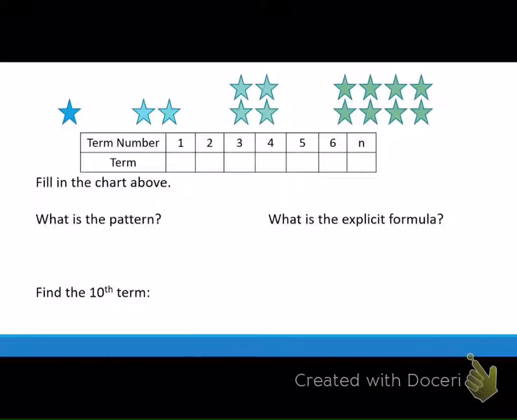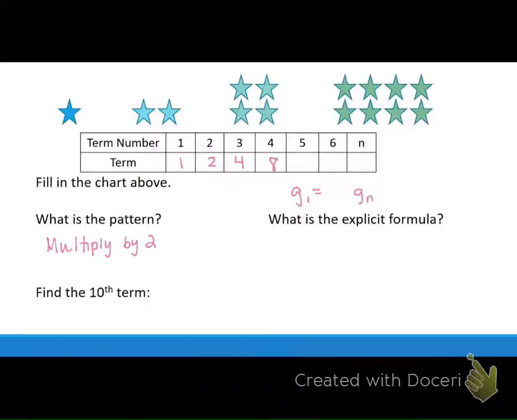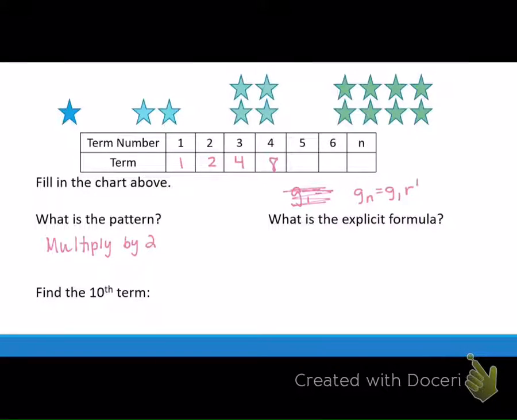So, how many stars are in my first picture? How many in the second? 2. Third? 3. How many in the fourth? 6. Okay. So, what is the pattern, Blaine? Multiply by 2. What is the explicit formula here? So, Jordan, go ahead and tell me. It's G sub n, right? G sub n equals 1 times 2 to the n minus 1 power. Yep, and we'll keep going from here.